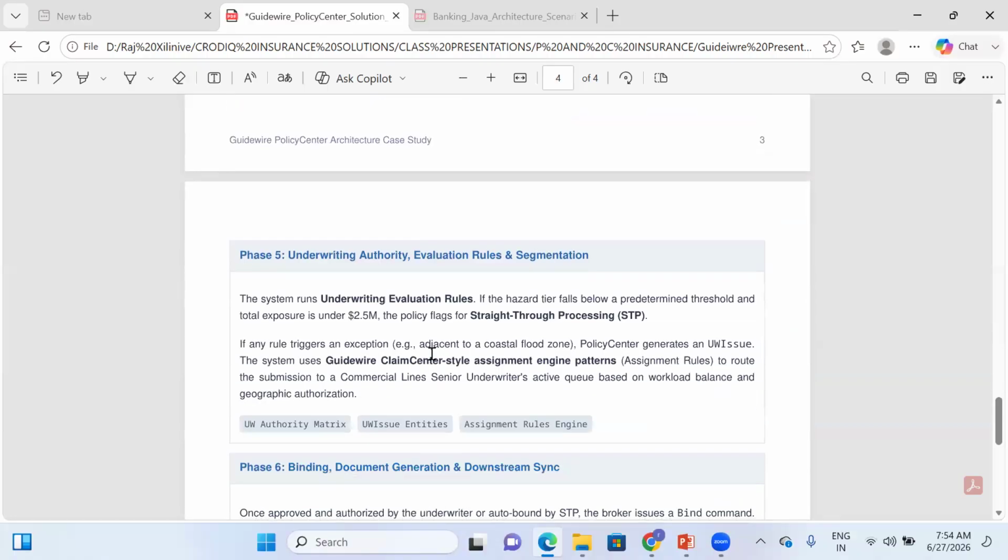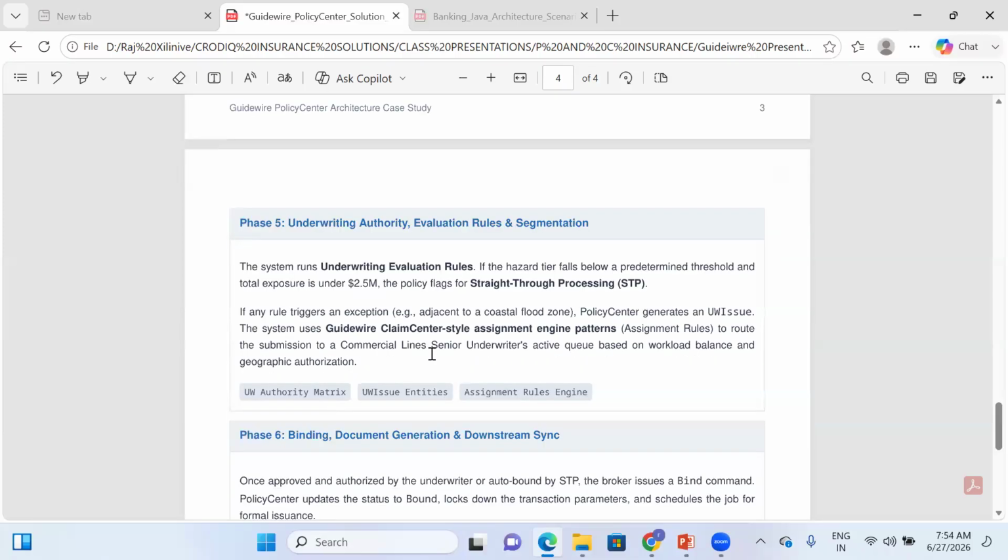Next, underwriting authority and evaluation rules with segmentations. What are the underwriting rules we have? For any kind of risk assessment, for example, driver details were mentioned, where the driver met with some accident or any traffic violations. That has to be converted into a high risk driver, and it has to be sent to the underwriting team for risk assessment. These kinds of things will be part of underwriting evaluation rules.